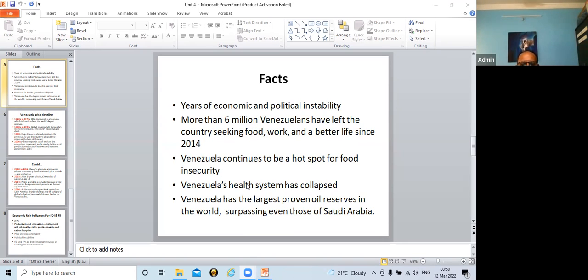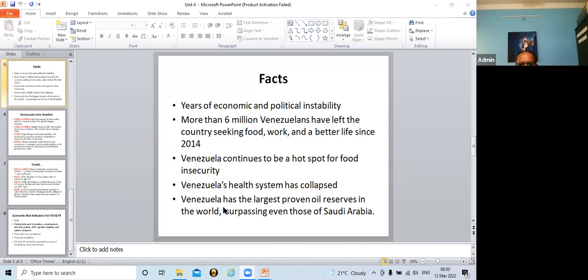Then another point, that is health. Their health system has also collapsed. And you all are aware that to have a good health system, a country has to have sufficient funds for medicines, for hospitals, and for equipment. Since Venezuela does not have sufficient funds, they are not able to manage the hospital administration.